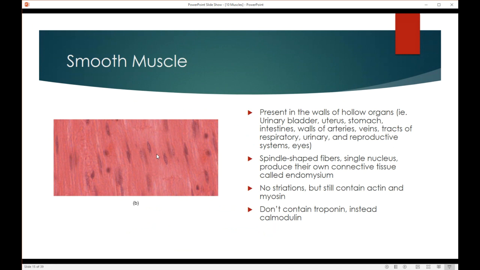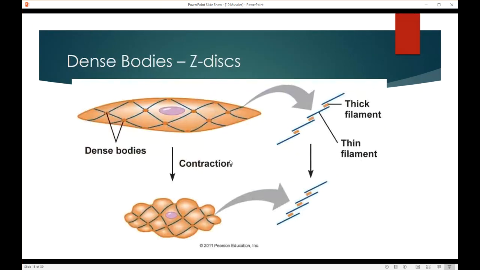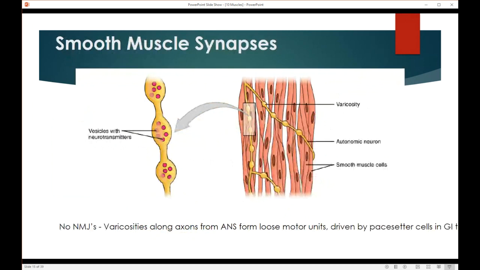They do not, however, have troponin. Instead, they have what's called calmodulin. Okay. And they're also organized in a little bit of a different way in that we have what's called dense bodies and Z discs. Okay. And so we don't have the Z lines, we have Z discs instead. And that allows them to contract, if you like, to the inside, right? So they bunch together and contract like this and sort of interlock and interlace together.